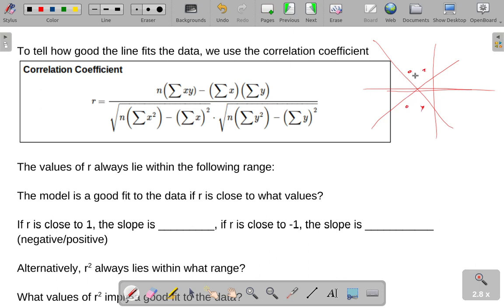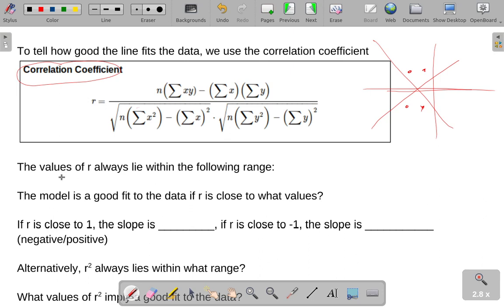So we need some way to be able to tell when the line that's describing this data, that's modeling this data, is not very good. And this is exactly what the correlation coefficient tells us. This is a more complicated calculation. I'm not going to go through and do this one manually. I'm just going to describe the range of values that we can get for this correlation coefficient.